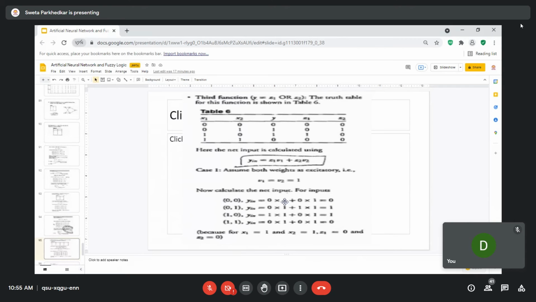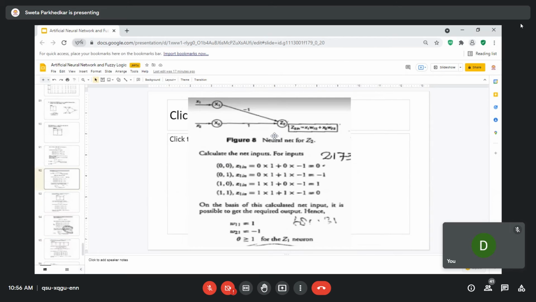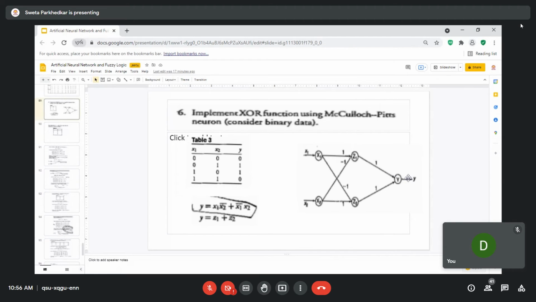Now the third case, third function हमको use करना है, that is ORing function. ये जो complete output है. So how output is coming? By ORing Z1 and Z2. So for this function y is equals to Z1 plus Z2, you need to calculate the weights. Suppose this weight we'll consider as V1 and this as V2. For V1 and V2 weights, suppose we assume V1 and V2 as 1.